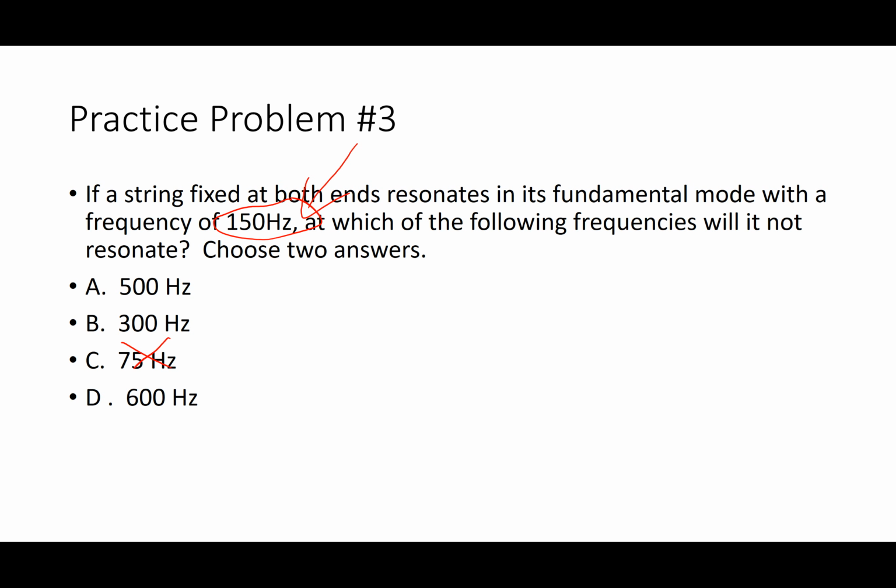Also, for it to resonate, it has to be at certain multiples of this frequency. So it will resonate at 300. It'll also resonate at 600 because those are multiples of 150. It will not resonate at 500 because 500 is not a whole number multiple of 150. So the question here asks us, which of the following frequencies will it not resonate at? And those are A and C. C because the frequency is lower than the fundamental frequency, and A because 500 is not a whole number multiple of that fundamental 150.